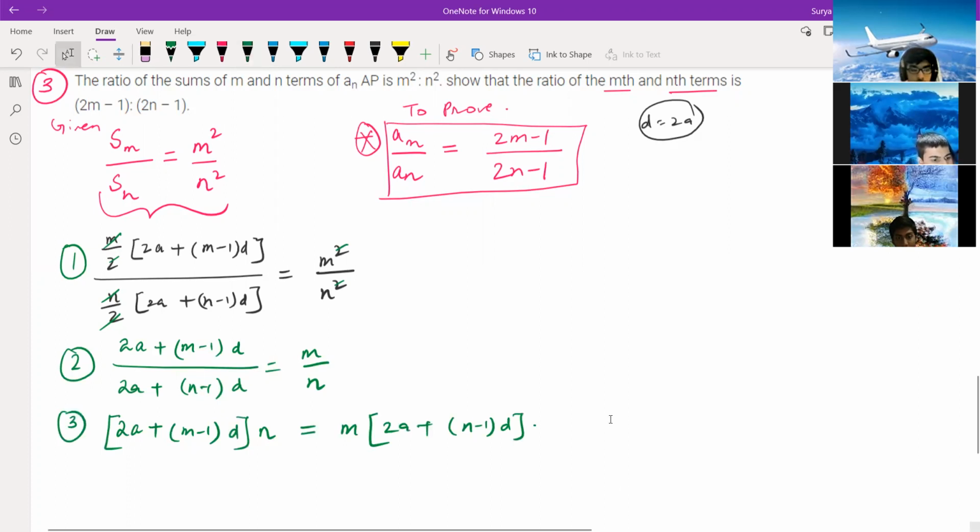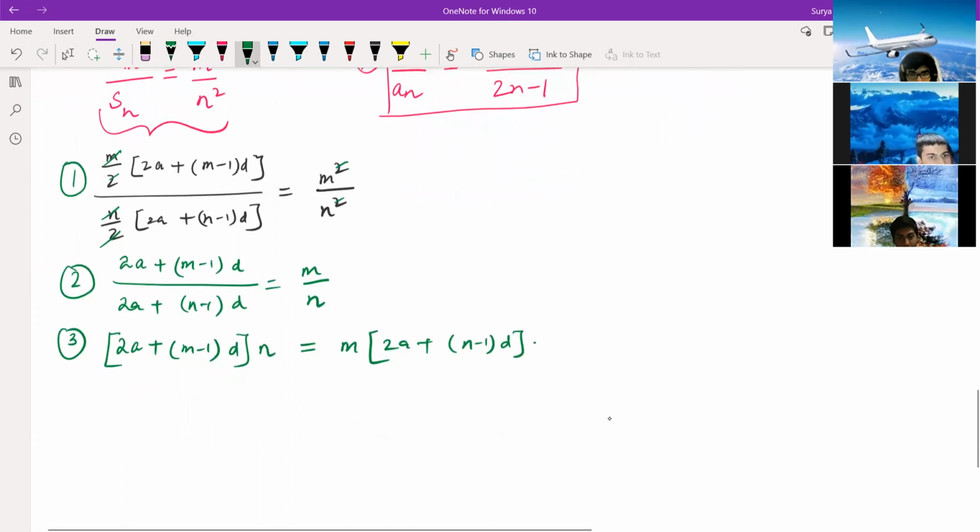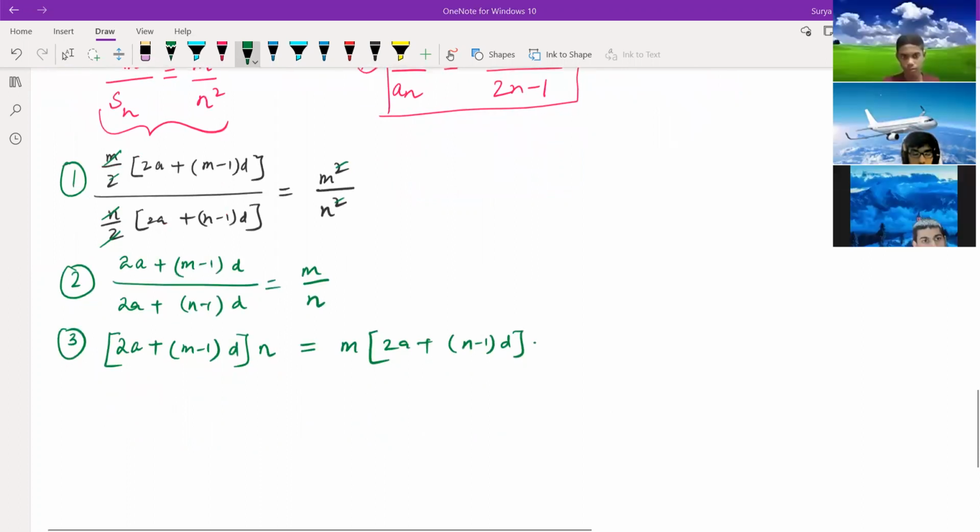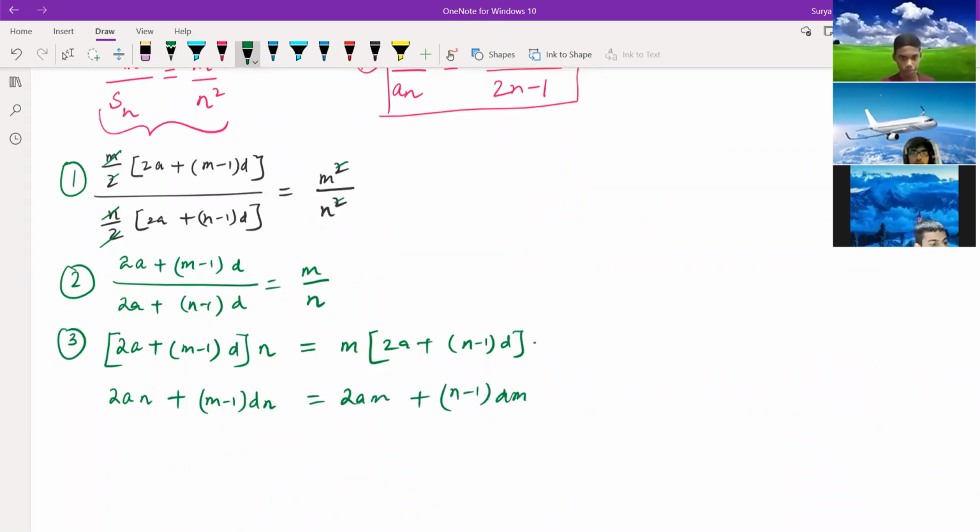After this what to do, Samarth? Yes, sir. After that, just a minute, let me check. Now we can multiply over here. N is going to multiply with 2a, so what we can write here? 2an plus m minus 1 into d and n is equals to 2am plus n minus 1 into d and m. This is the fourth step.